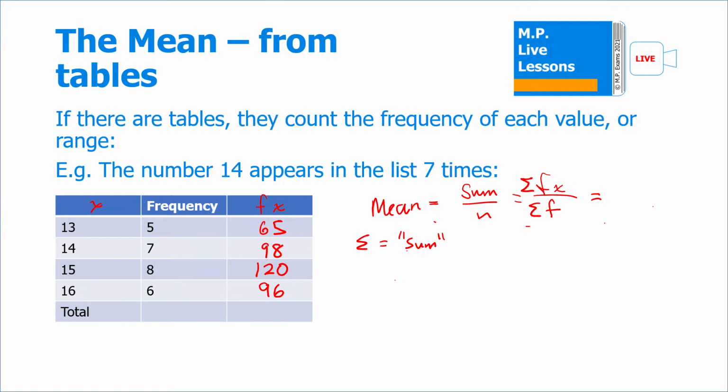And the number of numbers there are is just the frequency. What we eventually get: if we add all these numbers up here, we get 379. And we divide them by 26. You get the mean of 14.6 to 1 decimal place.